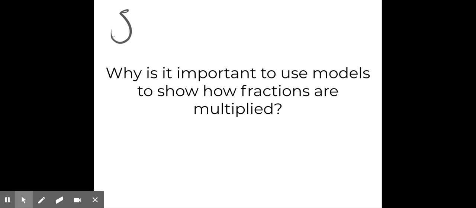Why do you think it's important that we're using models to show how fractions are multiplied? You can pause the video and write down some ideas or chat with a partner if someone is with you right now, and then start the video when you're ready.